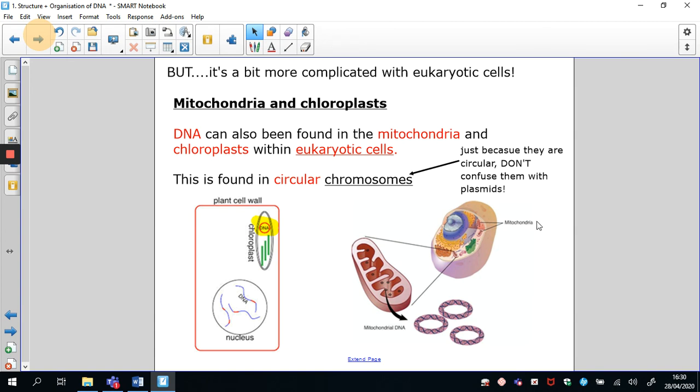Now do not confuse that with a plasmid. So in a eukaryotic cell, you've got the linear chromosomes in the nucleus, but you've also got circular chromosomes inside mitochondria and chloroplasts. That's a bit weird to think about. Now there is a reason, but I'm not going to go into the reason just now. So I'm just going to scoot really quickly past the next slide.